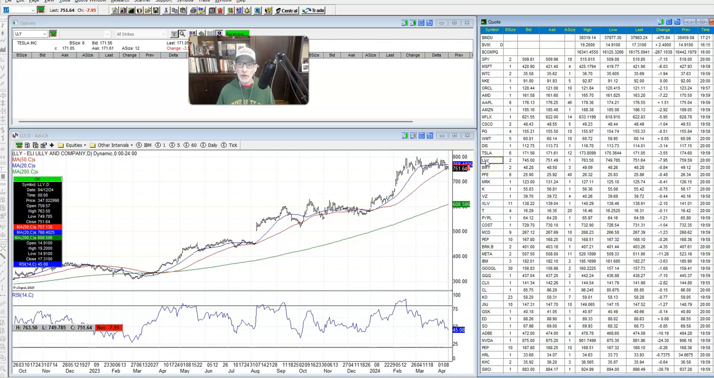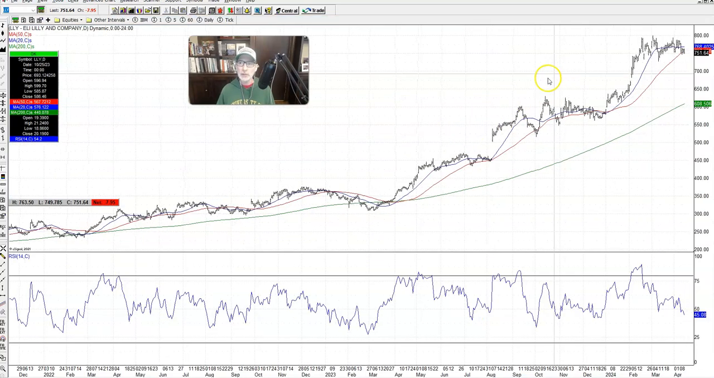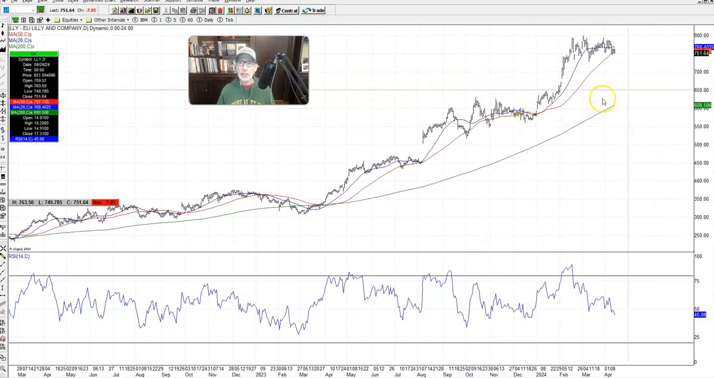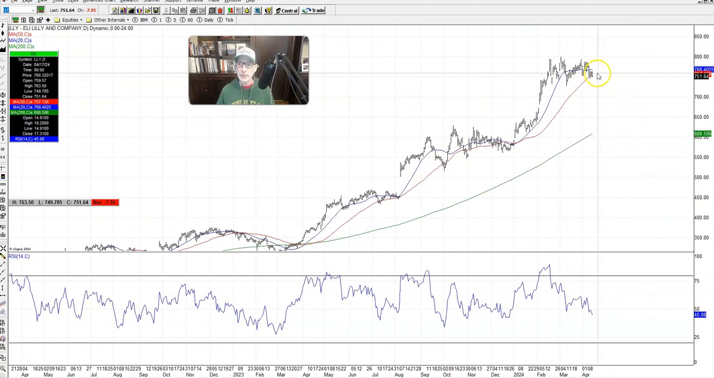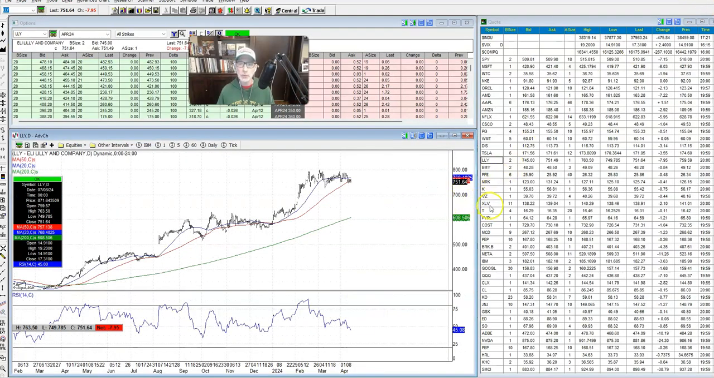Eli Lilly, also a very, very expensive and volatile stock. You can see it's right on the 50-day moving average. So use these moving averages as your gauges of support and resistance and areas where these stocks can bounce from. If we get a move higher in the indexes next week, Eli Lilly should start to move up as well. So use the moving averages as a way to help you.